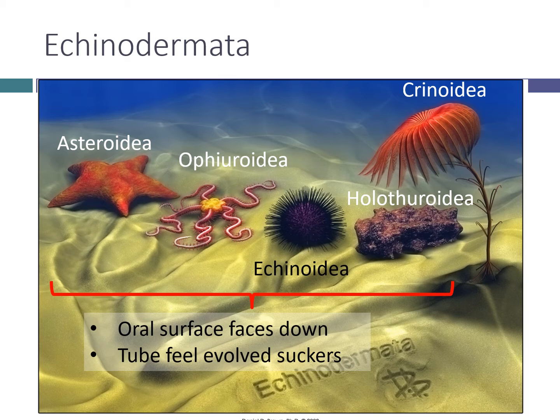Okay, there are 5 main groupings of the echinoderms. In 4 of them, the oral surfaces face down. That would be these 4 here, and they have evolved suckers on their tube feet, mostly. The crinoids are this basal outgroup. They're over here, and they're just bizarre and awesome.